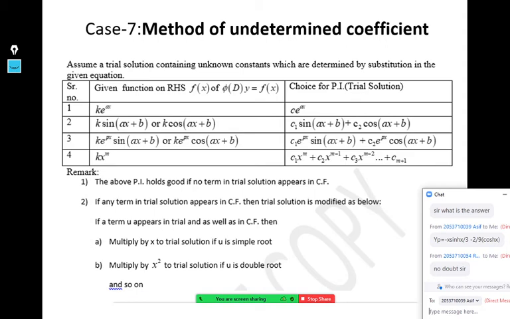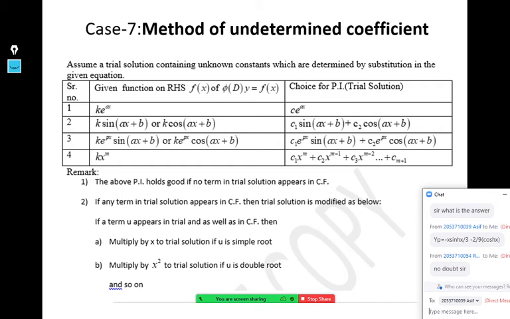Even if you are not able to solve the problem by cases 1 to 6, you can solve all the problems by case number 7. So case 7 is a general method for getting a PI of any type of function. But what is the drawback? The drawback is sometimes this method becomes very complicated. Because of that, we always prefer the shortcut methods we learned from case 1 to case 6, because the calculation becomes simple in a shortcut method, and in this general method, that is case 7, in some cases the calculation becomes very complicated.